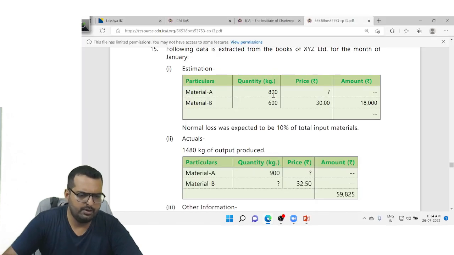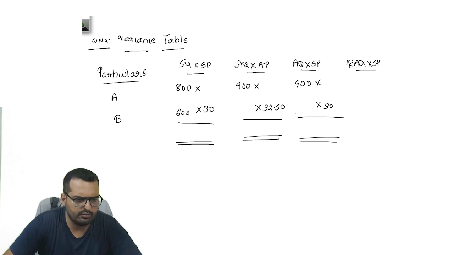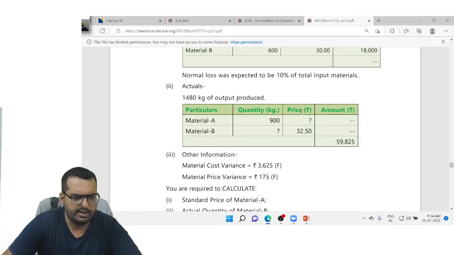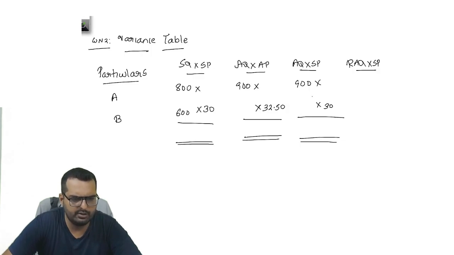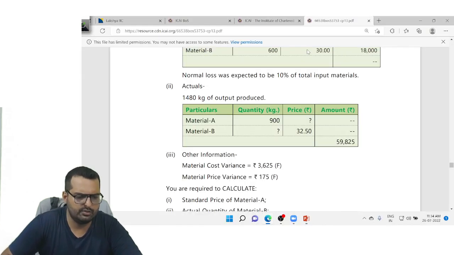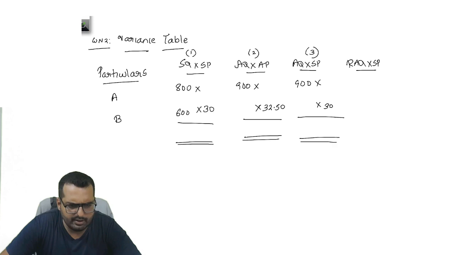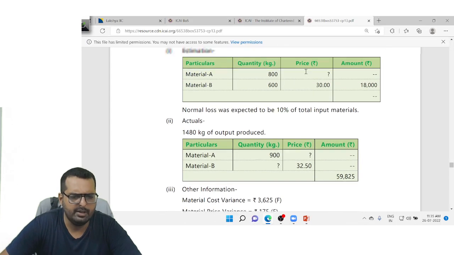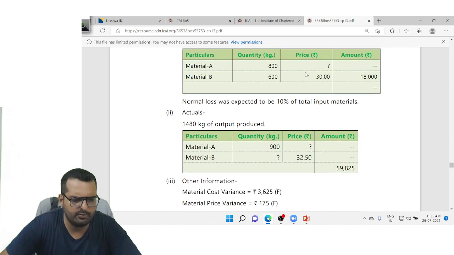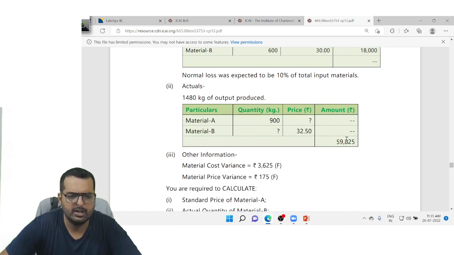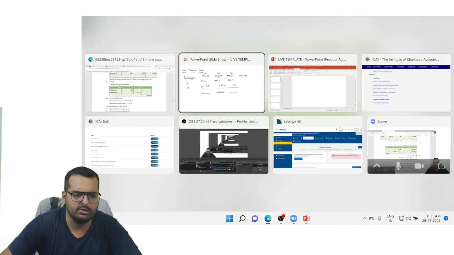We'll put up till here. Down they have given the data for cost variance as 3625. Cannot use it. Price variance is what? 3 minus 2. Hold on, this is 1, this is 2, this is 3. They have given price variance as 175 favorable. Even that is not available. AQ we have only one. Any other information available, friends, for AQ? No, right? Total they have given it as 59,825.